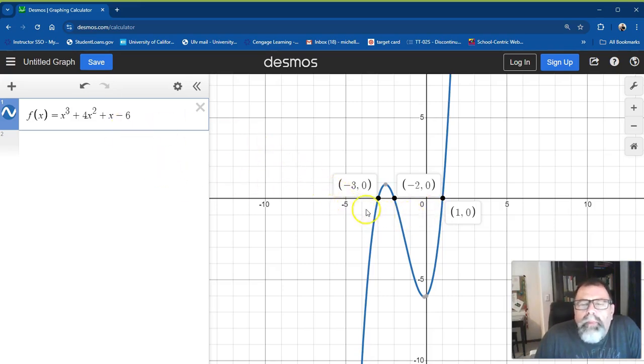So remember, if we work backwards, the x-intercepts will tell us that x plus 3 is a factor, x plus 2 is a factor (I'm sorry, you change the sign), and then x minus 1 is a factor. So if I wanted to factor this, basically you just change those signs. It'll be x minus negative 3, so it'll be x plus 3; x minus negative 2, so it'll be x plus 2; and then x minus 1. Okay? So that's a nice little trick there.